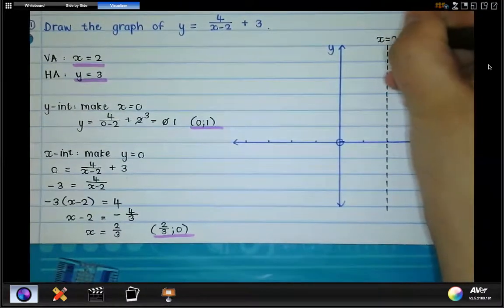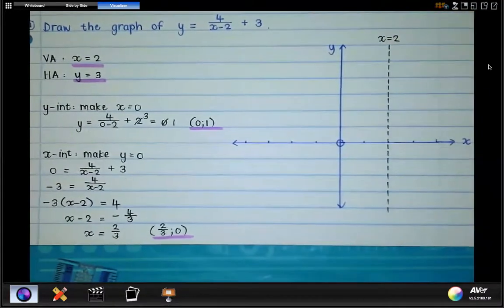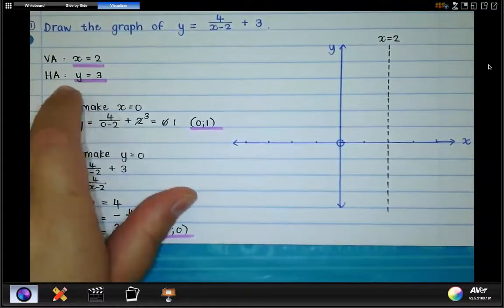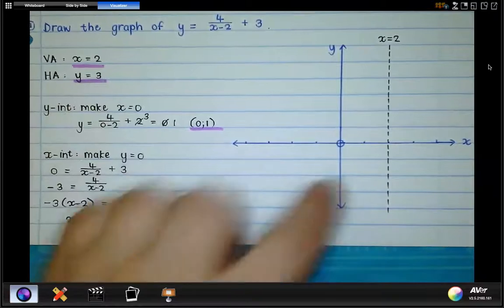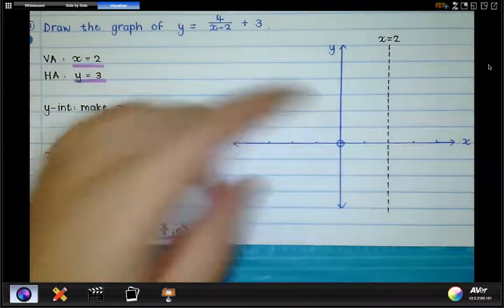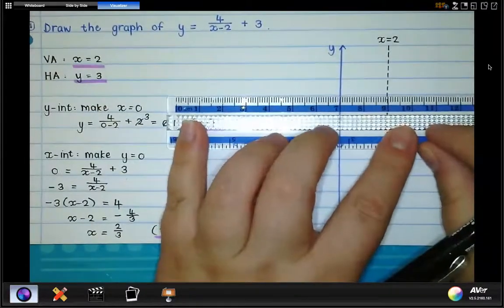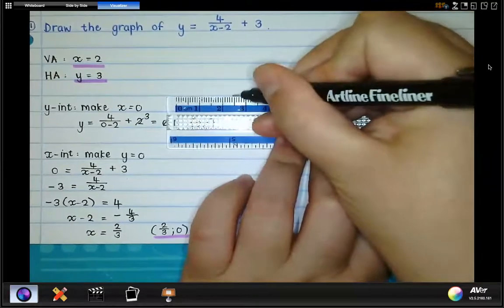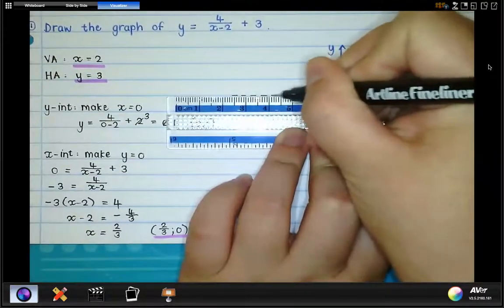You have to label it, all right? You're not going to get marks for it if you didn't label it, unfortunately. Then the other one, the horizontal asymptote, is y equals 3. So we go to our y-axis, 1, 2, 3, and we draw that there. Again, we are just using a dotted line.